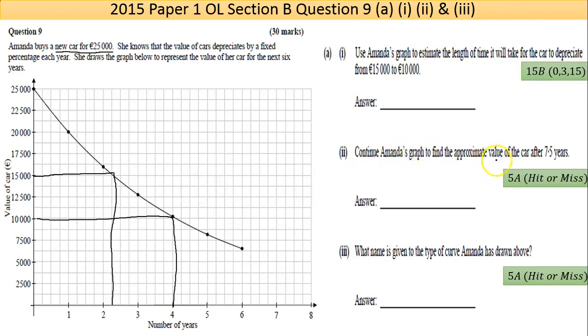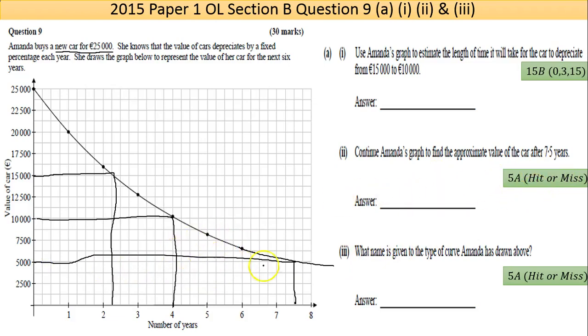Continue Amanda's graph to find the approximate value of the car after 7.5 years. So if that curve continues, kind of going in that direction and leveling out. So 7.5 years is 7 and 2 boxes, a half. Bring it up to where the line touches here. Bring it across. Now obviously I'm trying to straighten up that line. You'll be using a ruler and pencil. This is a hit and miss. If you're not right, you're wrong. Okay, you get no marks.